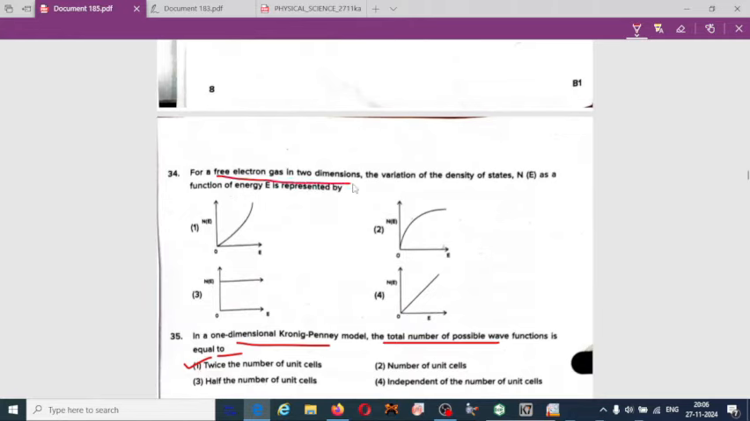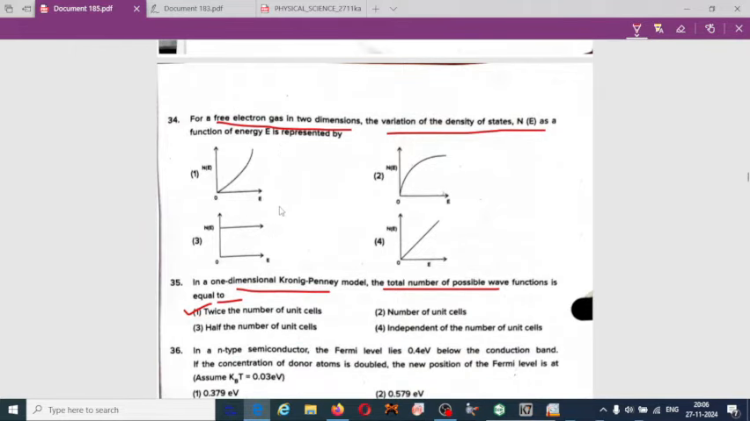For a free electron gas in 2 dimensions, the variation of the density of states as a function of E is constant actually. Option 3 is correct, but in the key answer they have given 34.2. This is actually the correct one.